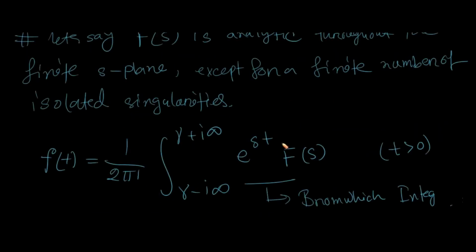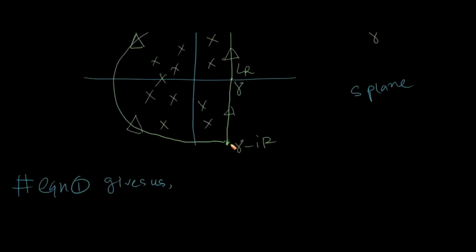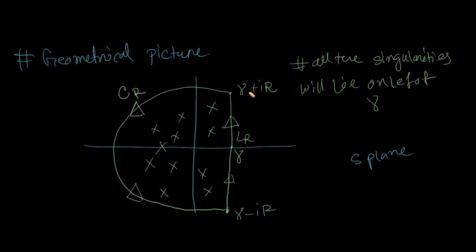So let's call this Bromwich integral equation 1. Equation 1 gives us the following. It can be divided into two sectors. That is from minus gamma minus IR to gamma plus IR, that is on LR, and then on the semicircular arc CR.